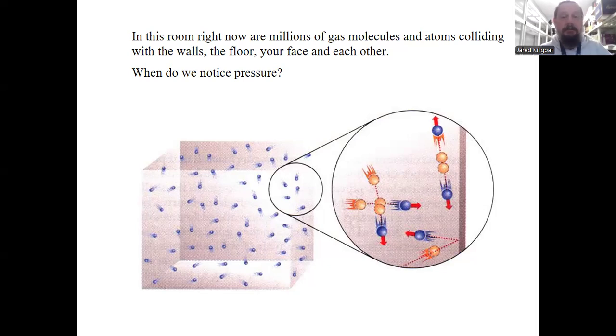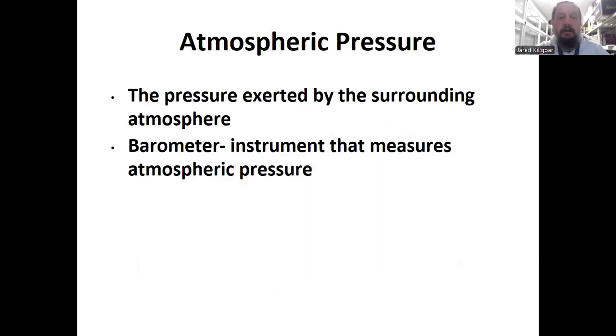And if you guys are ever in an airplane, changing altitude, at higher altitudes there's less atmospheric pressure, so a lot of times your ears will be sensitive to that. Atmospheric pressure is just the pressure exerted by the atmosphere around you. There's an instrument called a barometer, which measures atmospheric pressure. We used to have one here, but it had mercury, so we had to get rid of it.